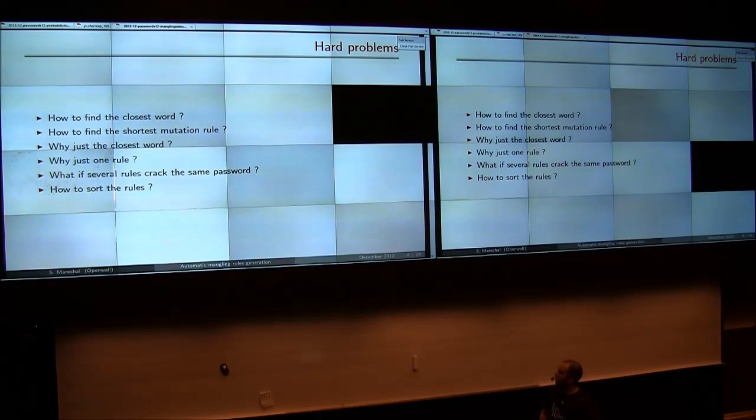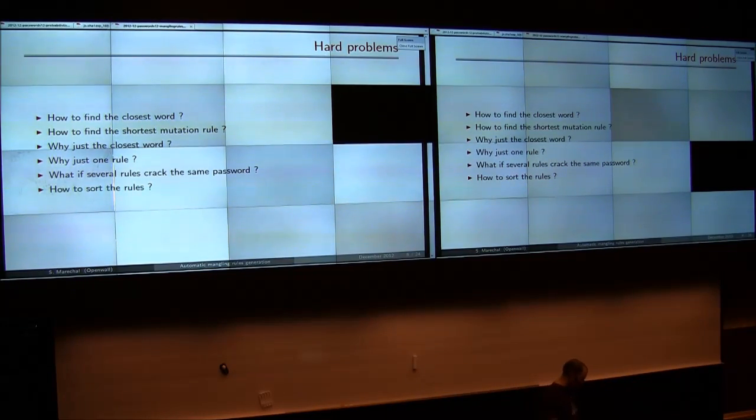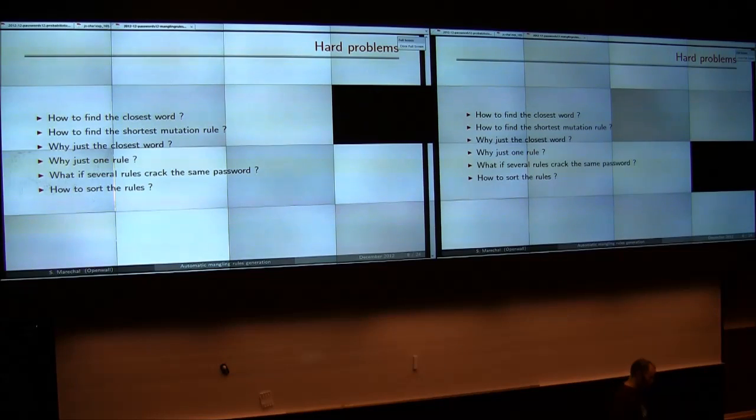So here are the kind of problems that you quickly find when you sit down and start to implement some system. First of all, how to find the closest word. So that might be the easiest problem. Still, it is extremely complicated. So, for example, you might look for Levenshtein distance on Wikipedia, look how easy it is, and realize that you cannot use it at all for complex mangling rules.